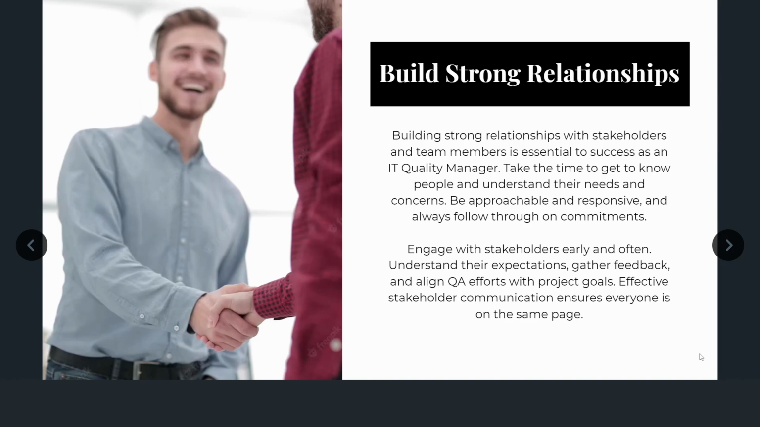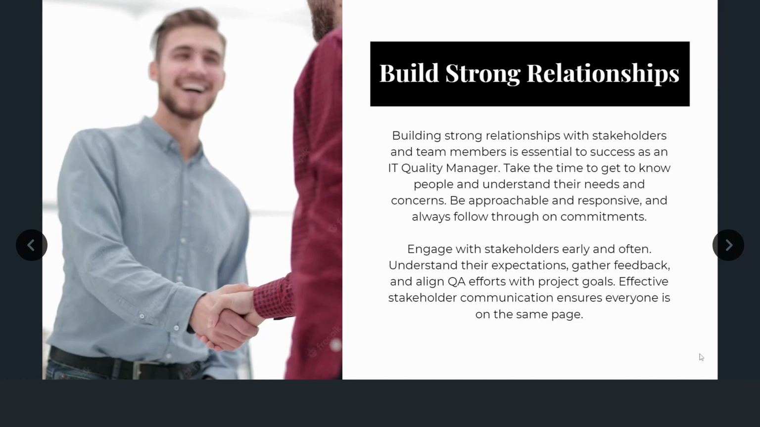So, strong relationships. Again, this job is not for shrieking violets or those wallflower type characters who can't look people in the eye. You do need to build strong relationships. You need to build them with stakeholders and team members. That's essential if you want to succeed in this role. Take the time to get to know people and understand their needs and concerns. Be approachable and responsive, and always follow through on commitments.